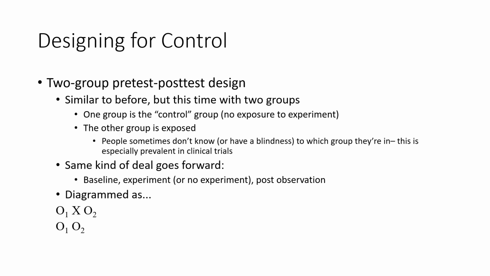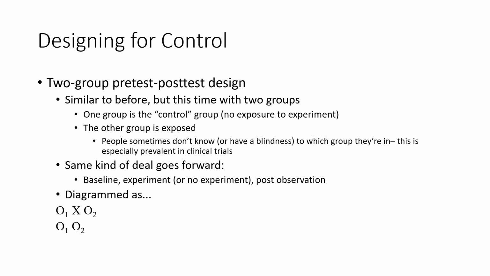Okay, designing for control. So this is the two group pre-test, post-test design. This is super similar to before, but this time we're going to have two groups. One group is going to be the control group, so we're not going to give them any exposure to the experiment. And the other group is going to be exposed. And a lot of times with medical trials, the people won't know what group they're in, because they want to see, okay, does this treatment actually work? Does this drug actually work?